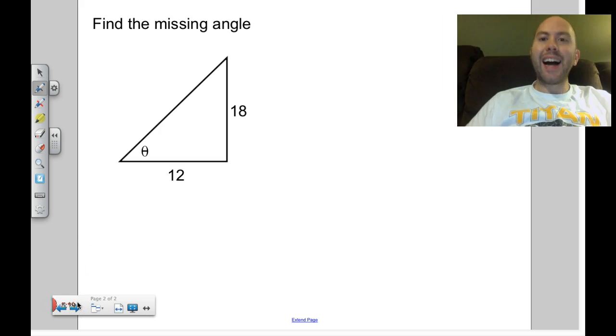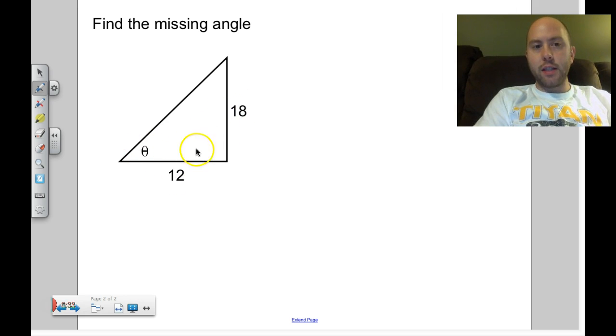In this case, I am trying to find a missing angle. Again, look at the information you have. This angle is what I'm trying to find here. This is the symbol theta, which means angle. I have an A and a B. Specifically, I have the side opposite of the angle, and I have the side adjacent to the angle. Now, you definitely need to memorize this expression. Maybe you already know it, but it's called SOHCAHTOA.